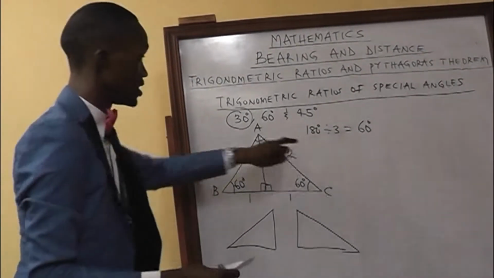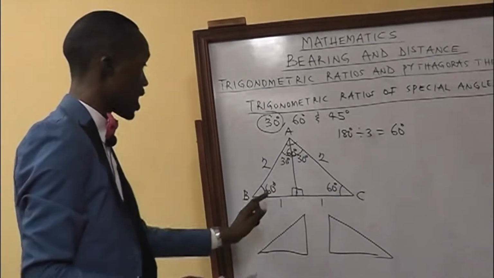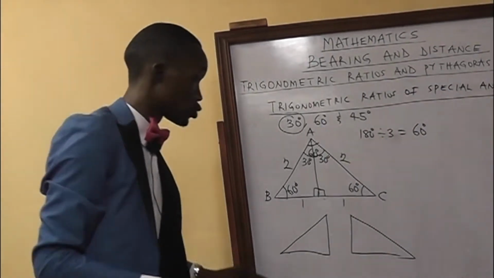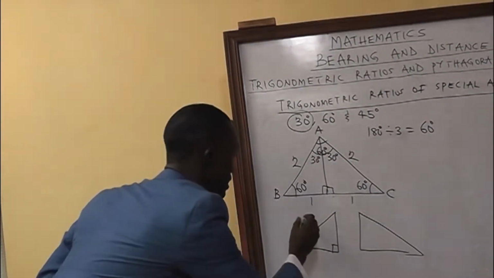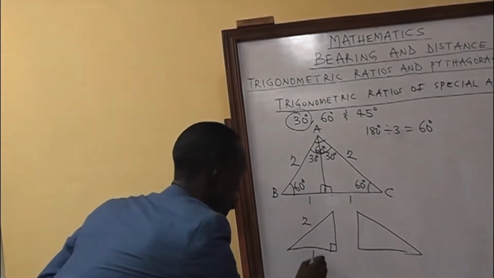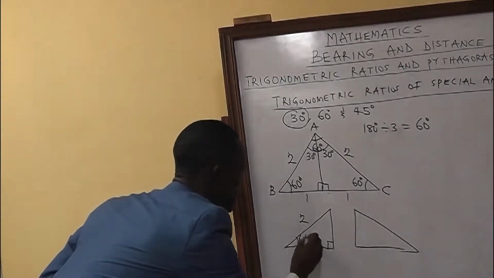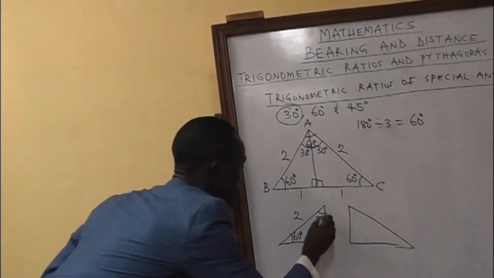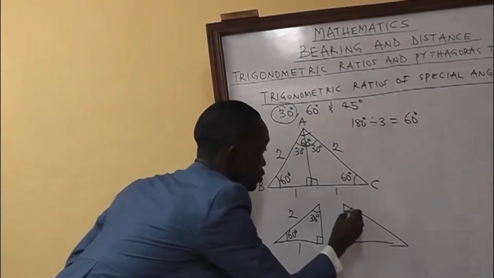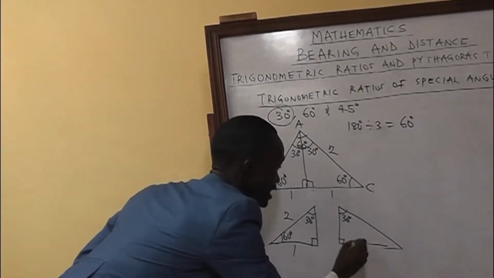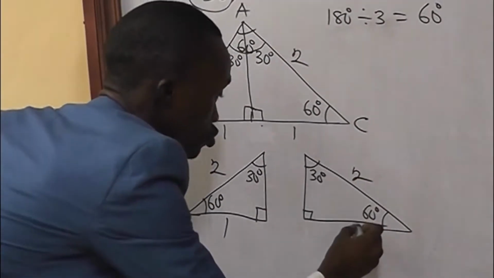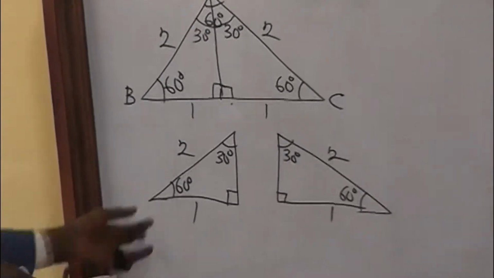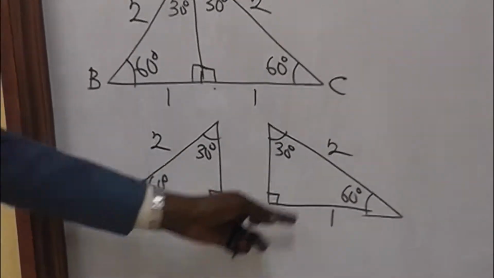So this is 2, this one is 2. The base of this one is 1 and the base of this one also is 1. So that's why they are called similar triangles. So this one is 2, this one is 1, and this angle A is 60, while this angle A is 30. This one too, the angle A is 30, the angle A is 90, and the angle A is 60. So why this one is 2 and this one is 1? So we can use this and we can use this, as I said earlier.